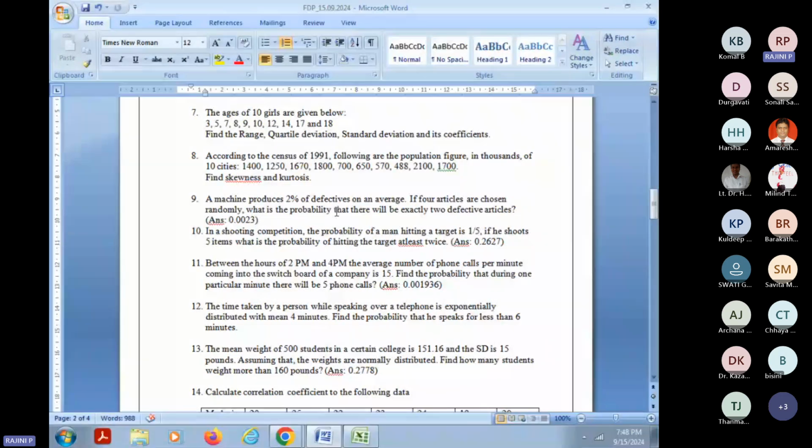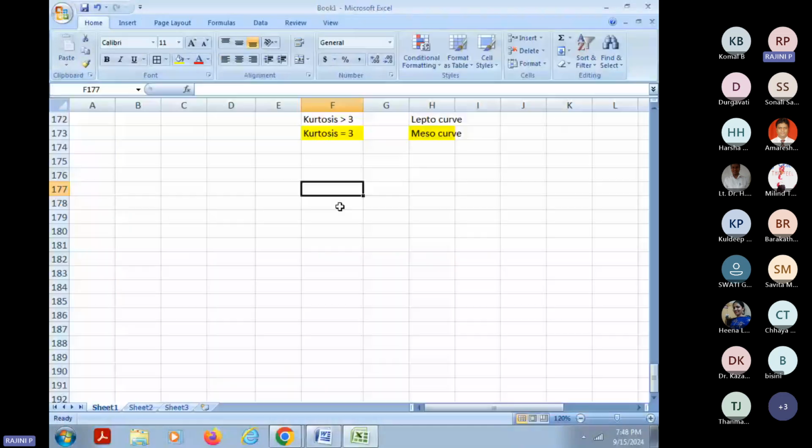Here, a machine produces 2% defective items on an average, and they are asking for the probability that there will be exactly two defective articles. When you produce an item, it may be defective or not defective. That means only two possible outcomes are there. In that case, we can apply the binomial distribution. In the binomial distribution, we require the n value, the probability of success p value, and the x value. If you know these three, then you can apply the binomial distribution.